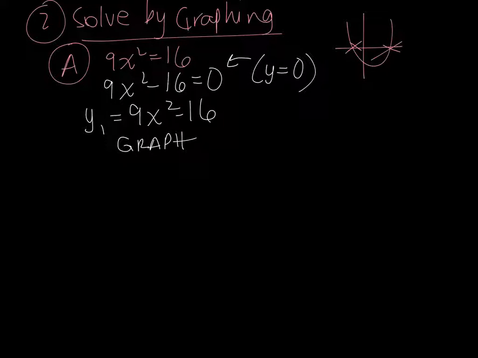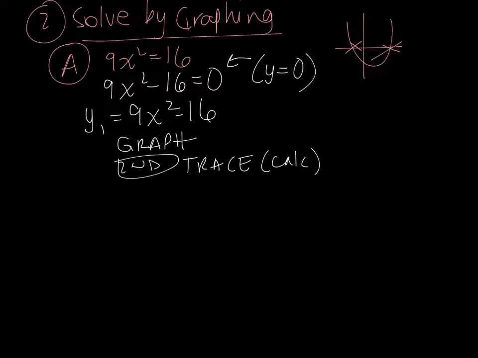And then you go to second trace, which is the calc menu. It's the calc menu. It's your buddy. And number 2, I believe, is 0. Yes, 2, 0. There you will see. So go ahead and do that, all of you, right now.